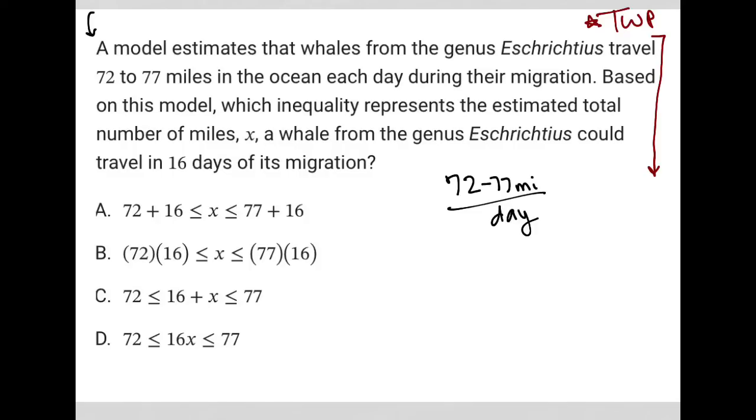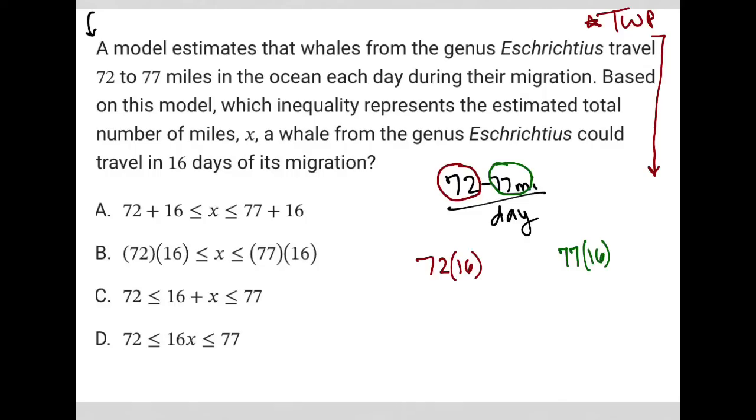So let's take a look at this. At the minimum of 72 miles per day, if the whale was traveling for 16 days, we'd have to multiply that 72 by 16. And for the maximum of 77 miles per day that whale could travel, and that whale is traveling for 16 days, at a maximum distance, that whale would travel 77 times 16.